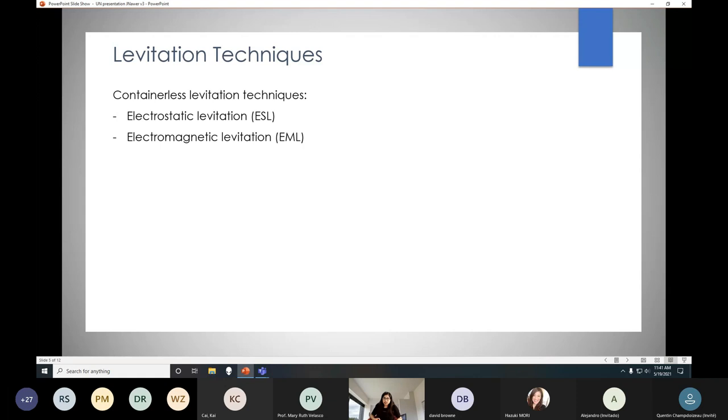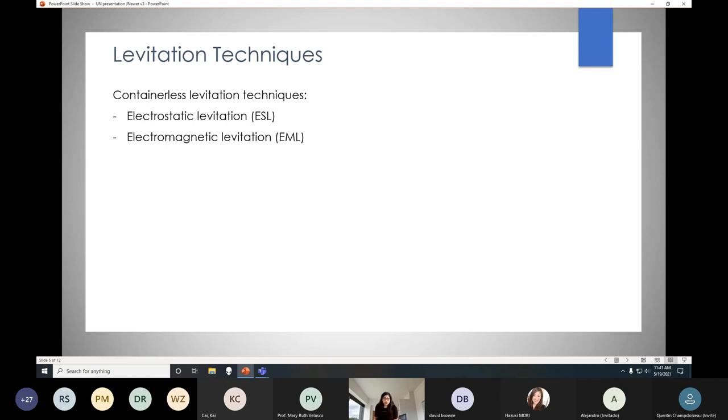The two levitation techniques that I mostly work with are electrostatic levitation and electromagnetic levitation. In electrostatic levitation, we use electrostatic force to levitate a sample between a pair of electrodes, and in electromagnetic levitation, we use electromagnetic force to levitate the sample.